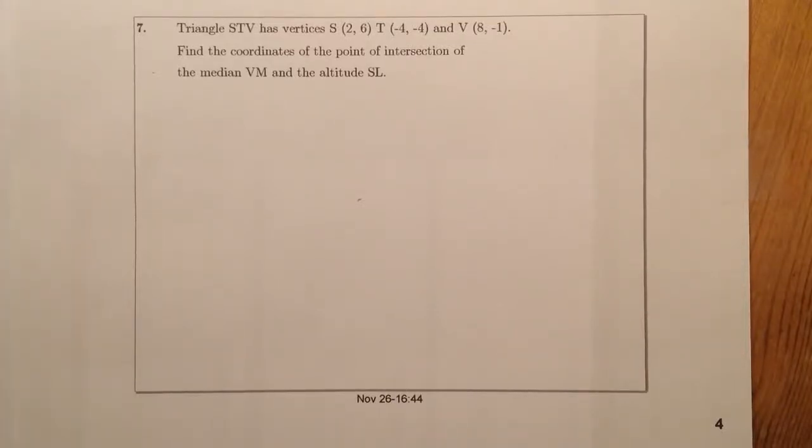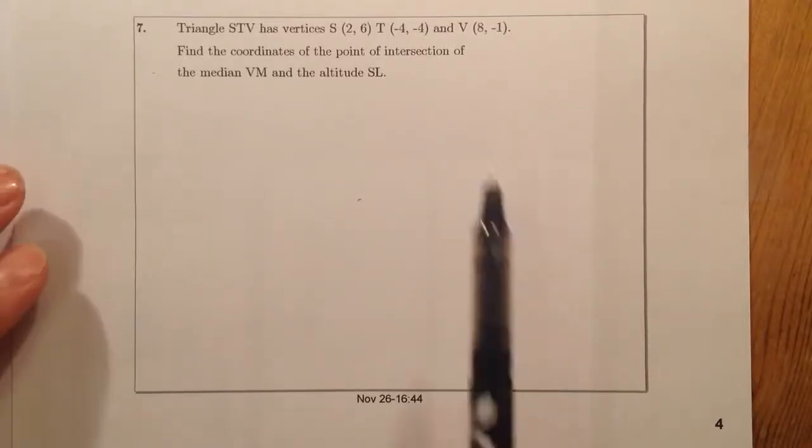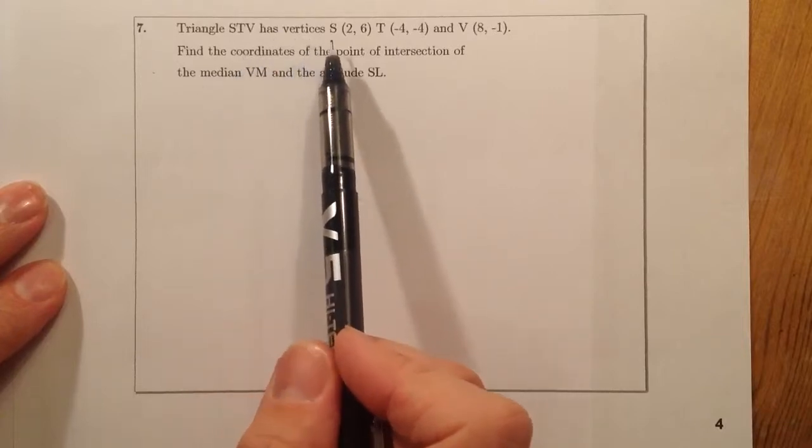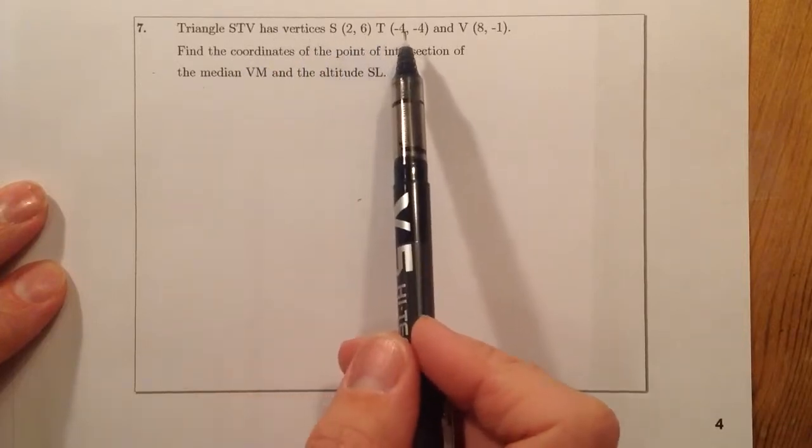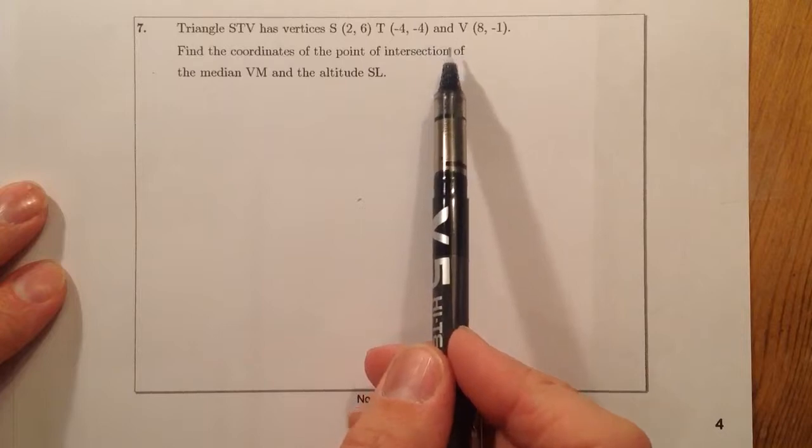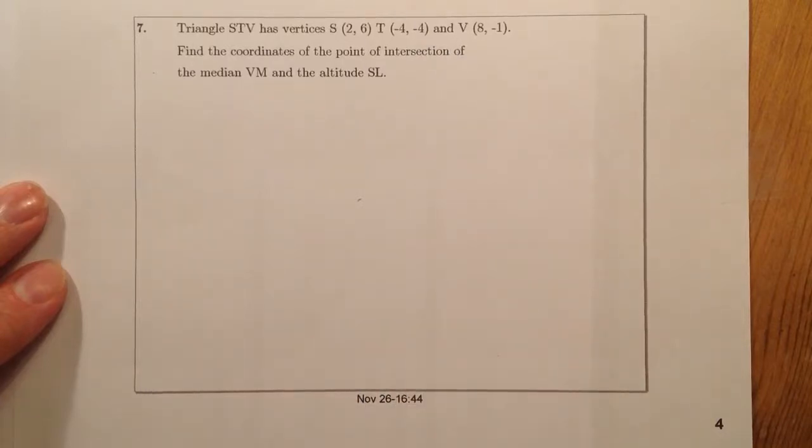Hi, homework 8. This is question 7. Triangle STV has vertices S(2, 6), T(-4, -4) and V(8, -1). Find the coordinates of the point of intersection of the median, VM, and the altitude, SL.